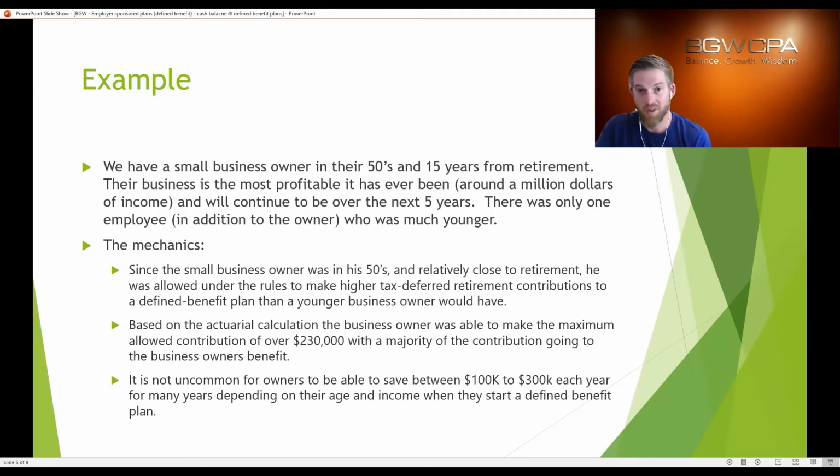Since the owner was in his 50s and relatively close to retirement, he was allowed under the rules to make a pretty high tax-deferred retirement contribution to the defined benefit plan. Based on the actuarial calculations, the business owner was able to make a maximum allowed contribution of over $230,000, and a majority of the contributions went to his benefit. And in examples that I've seen, it's not uncommon for an owner to be able to save between $100,000 and $300,000 each year, depending on their age and when the plan is started.